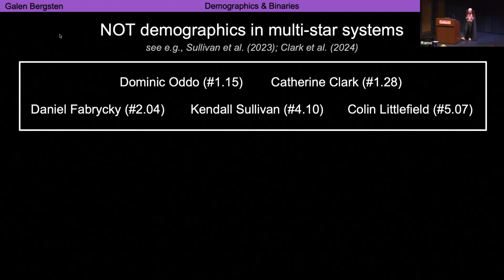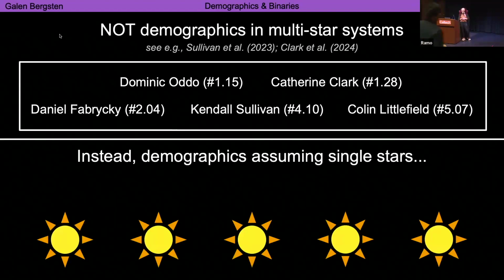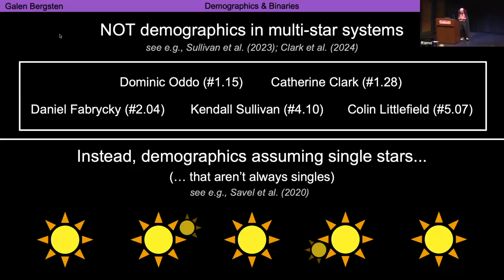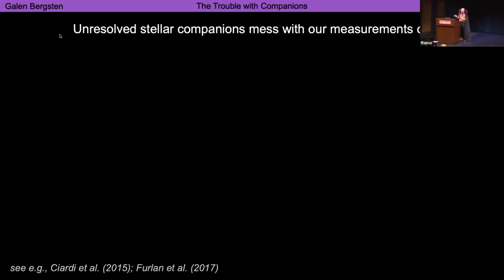Today, I'll be talking about a technically different question of what happens when you do demographics on single stars that probably aren't all single, that there might be some unknown stellar companions lurking somewhere in your data. These unknown or unresolved companions cause all sorts of problems.